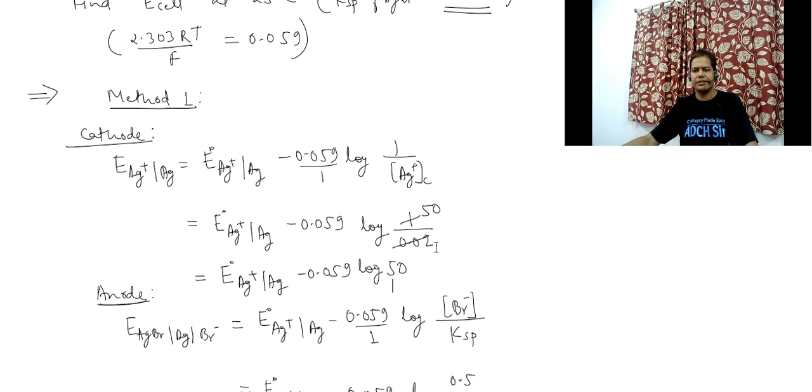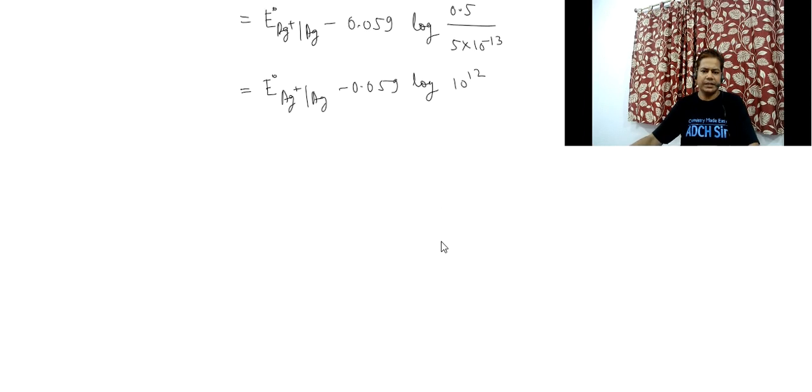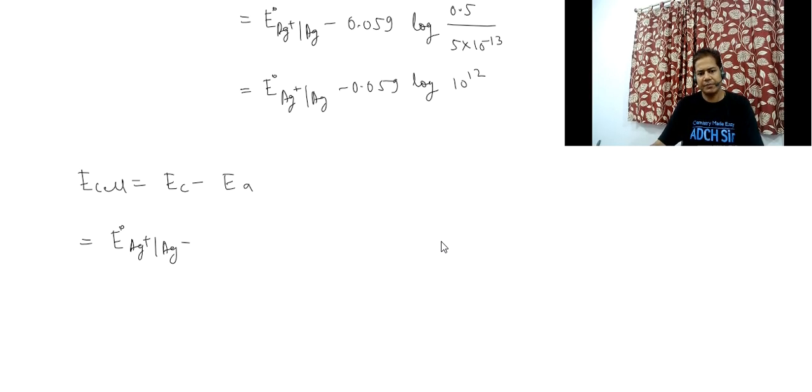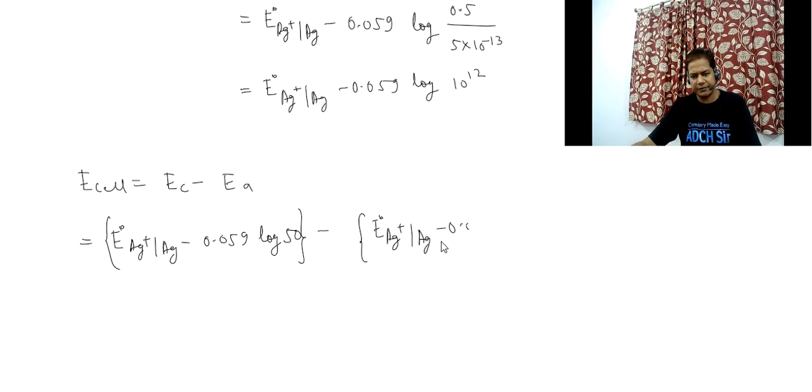Let us use this result below. Now we'll write E cell. E cell is equal to E cathode minus E anode. E cathode is E naught of Ag plus 2Ag minus 0.059 log 50, and E anode is E naught of Ag plus 2Ag minus 0.059 log of 10 to the power 12.